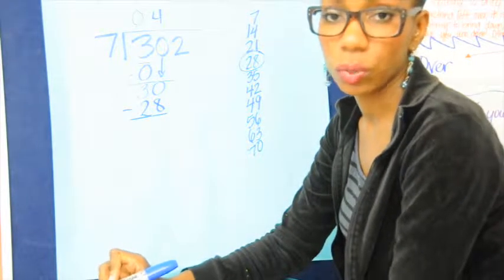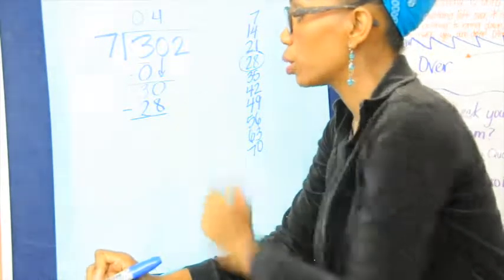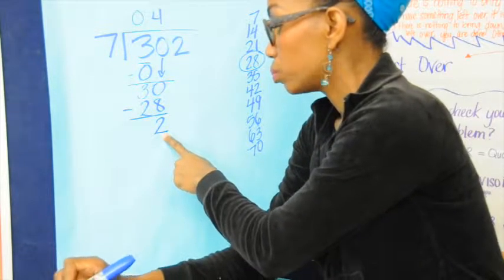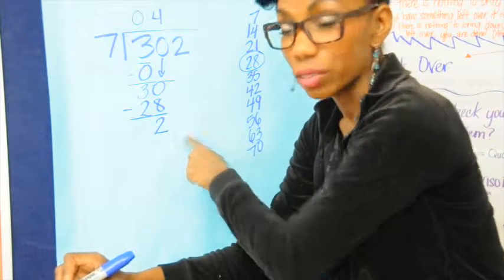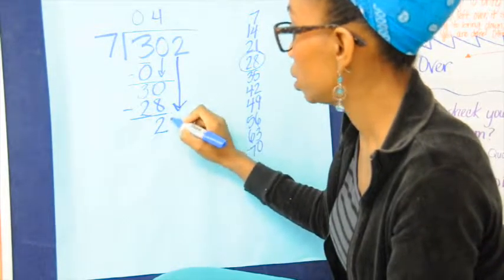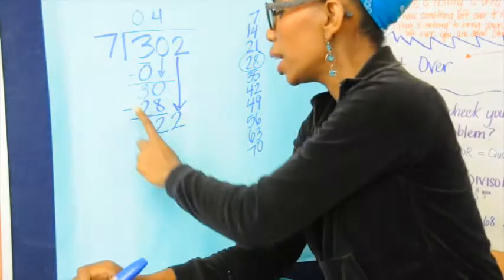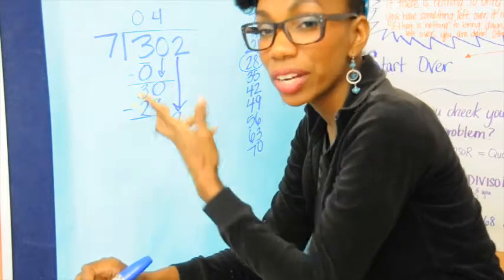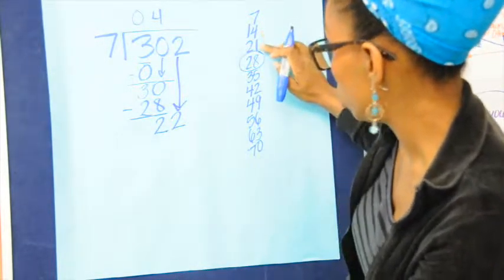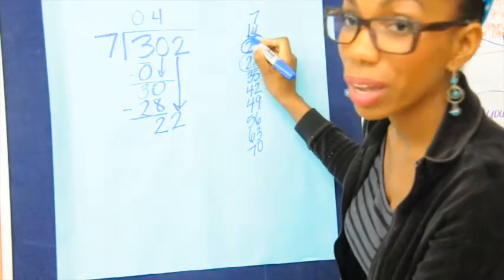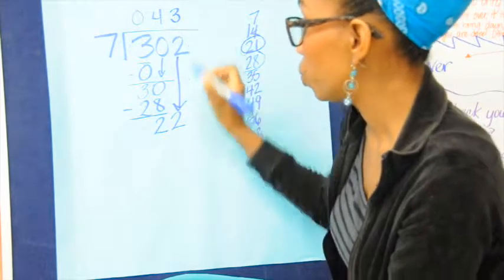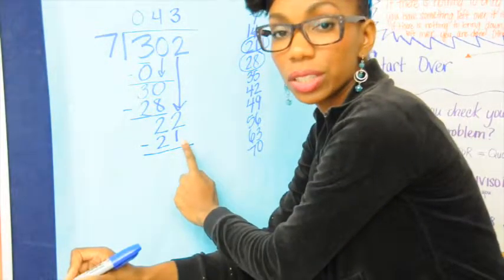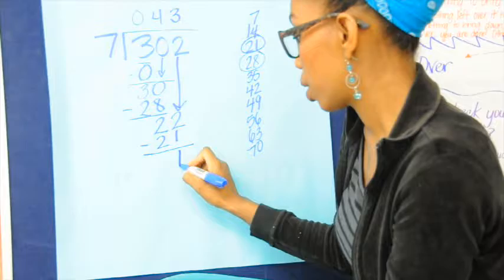What is 30 minus 28? That's the next step. I subtract. 30 minus 28, that would be 2. Now I have my 2. But now I need to bring down. And I bring down my next digit, which is also a 2. And so now I say, which multiple of 7 is closest to 22 but not greater than 22? So I have 7, 14, 21. Oh, it's going to be 21. So 7 times 3 would be 21. I put my 21 underneath, and now I subtract. 22 minus 21. Well, that's 1.